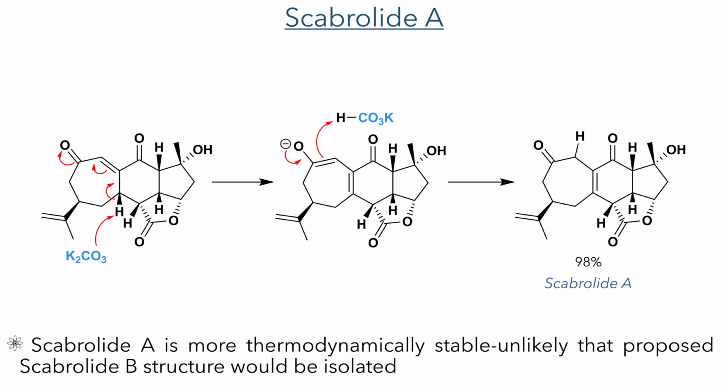A simple isomerization reaction using potassium carbonate was performed. This deprotonated the molecule, forming an enolate, which was then reprotonated at the alpha position. This formed the product in a 98% yield in just 3 hours, which indicates that Scabrolide A is much more stable than the proposed structure of Scabrolide B. This makes it unlikely that the proposed structure of Scabrolide B could be isolated as a stable material, though it does support the hypothesis that the proposed structure could be an intermediate in the natural biosynthesis of Scabrolide A.